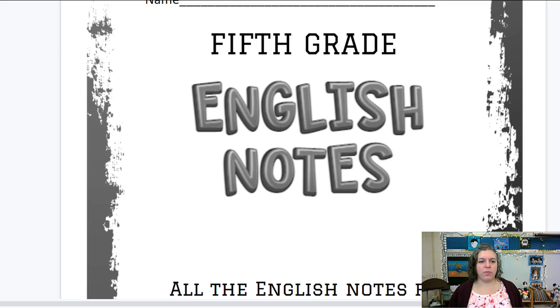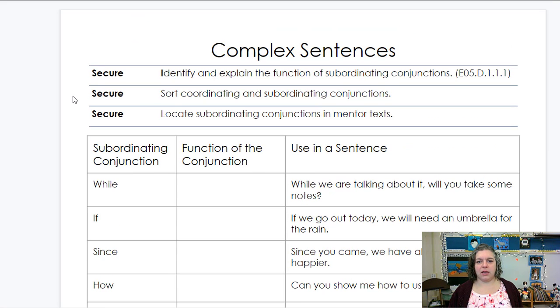So today we're going to open up our English notes to page 38, and we will look at complex sentences and subordinating conjunctions and their roles. We're going to identify and explain the function of subordinating conjunctions. We're going to sort coordinating and subordinating. We'll do that in class. And then locate subordinating conjunctions in a mentor text.